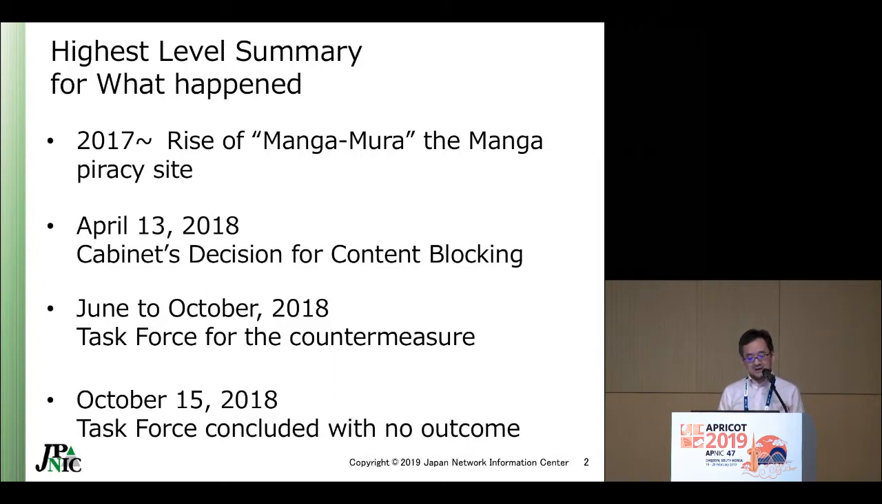Last year, 2018, on April 13th, the Japanese government's cabinet decided for content blocking to be legislated, and I will talk about that afterward. And then we had one particular task force for discussing countermeasures against piracy, and it lasted 4 months. On October 15th, 2018, the task force concluded its activity with no outcome. That is a little bit of an interesting point.